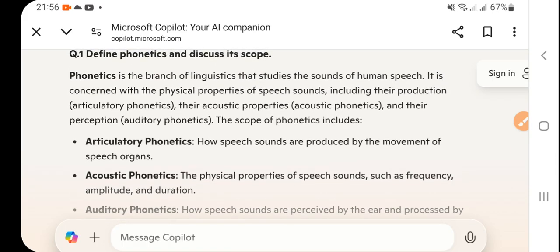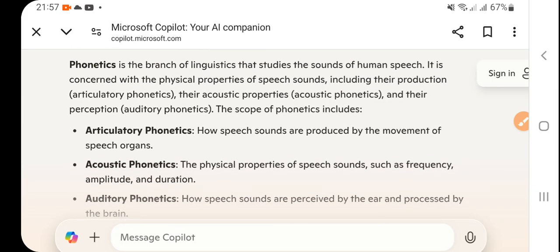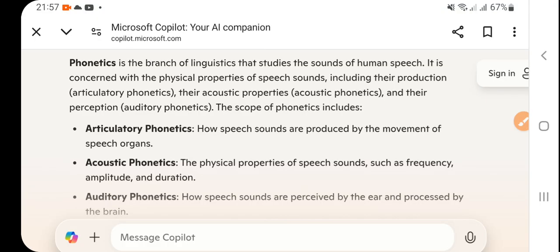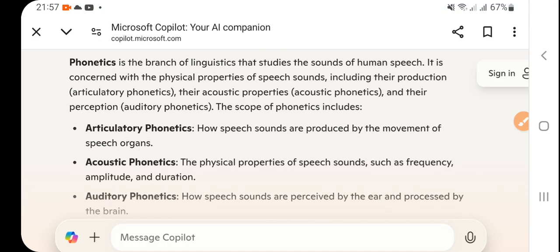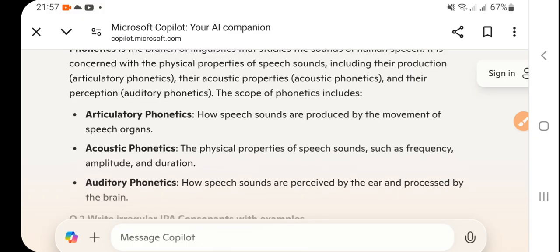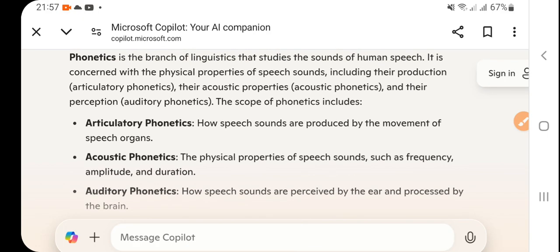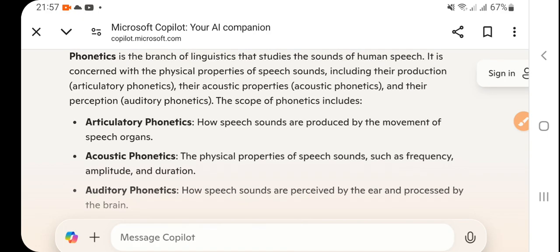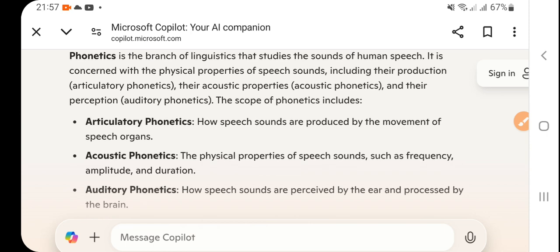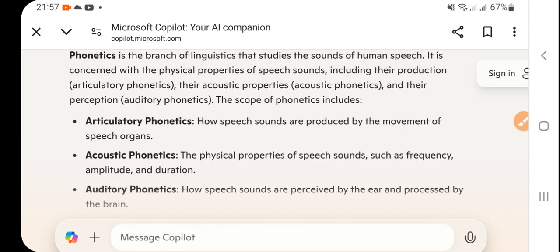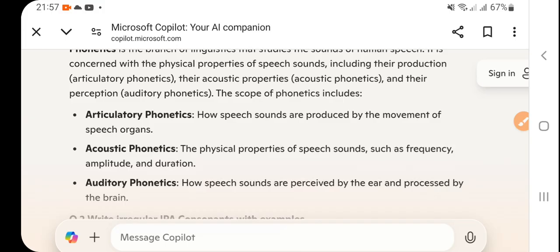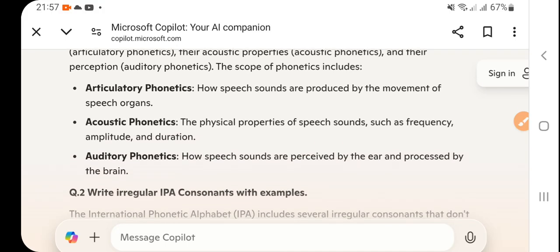So this is phonetics. First, phonetics is mainly the study of the sounds of human speech, and there are three things: production, then the acoustic property, what we listen to, and then what we understand, which is called perception.